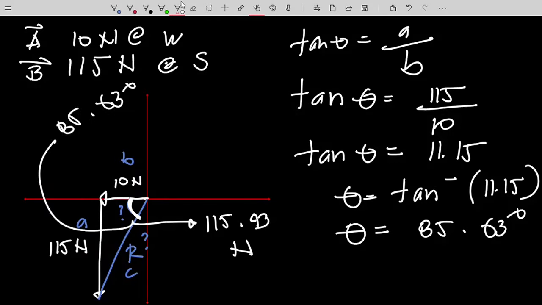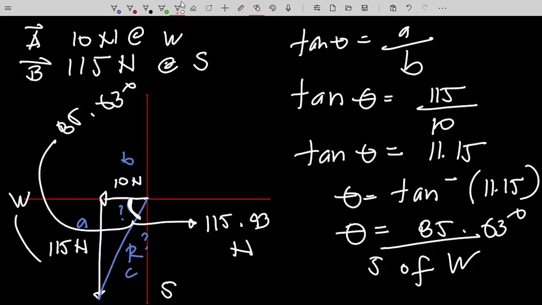So it says that your angle here has a value of 85.03 degrees. Now question, which direction does it go to? We know that this is your west direction and this is your south direction. So basically the direction of this angle is south of west. Why? Because we are going to count degrees starting from west going to south. Okay, so you have an angle of 85.03 degrees.